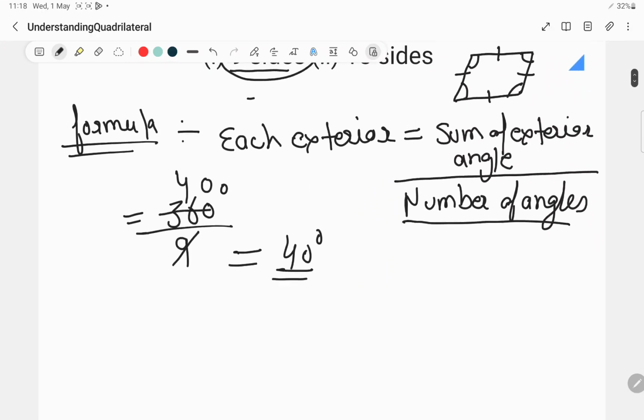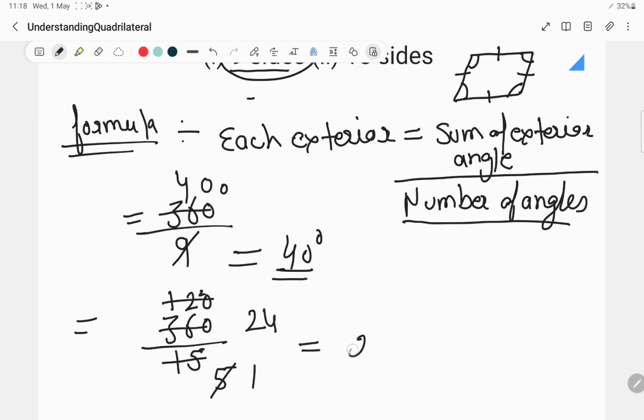Now moving to the 15th. Here again, first of all, write the formula, then put in the values. The value is 360 degrees upon 15. Now cut it. We will go with the smaller one. 3 fives are 15, 3 ones are 3. Now 5 twos are 10, 10 plus 2 is 12. So here we will do 20, since 5 into 4 is 20. So the measure of each exterior angle of a polygon whose sides are 15 is 24 degrees. So this is the solution.